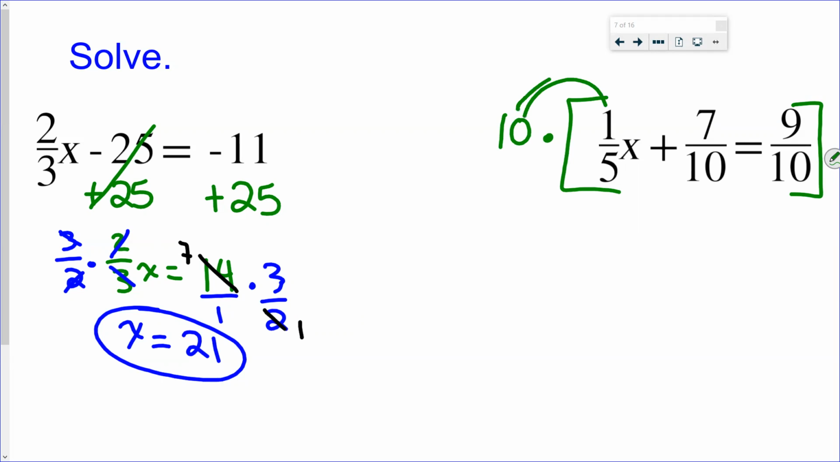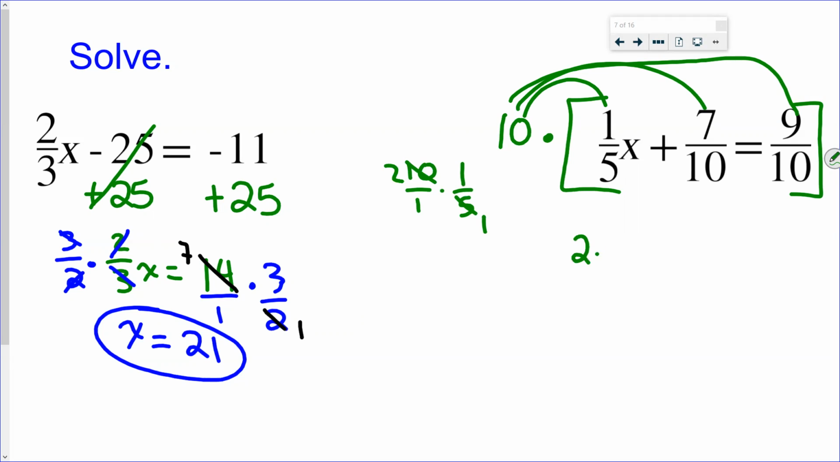We're going to distribute this 10 to everything in this equation. So 10 times 1/5: I'm going to write it over here, 10 over 1 times 1 over 5. Cross cancel, this turns into a 2. So 1/5 times 10 is just going to be 2x, plus 10 times 7/10. The 10s will cross cancel, leaving me with 7. And 10 times 9/10, the 10s will cross cancel, leaving me with a 9. So by multiplying by the least common denominator, I got rid of all fractions, and now I'm just left with this two-step equation with whole numbers.